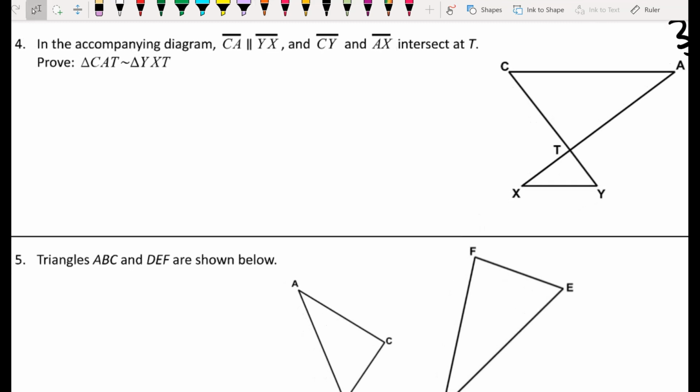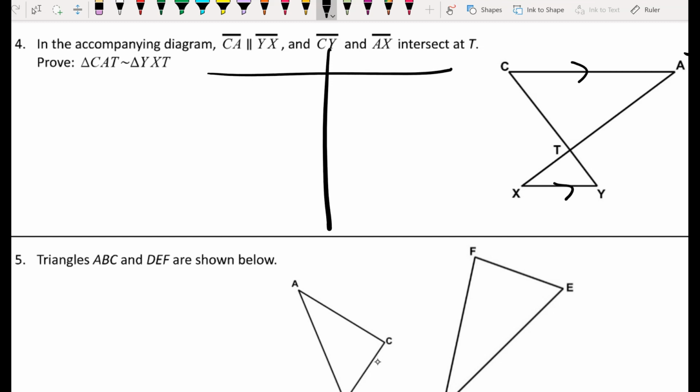For number 4, in the accompanying diagram, CA is parallel to XY, and CY and AX intersect at T. Prove triangle CAT is similar to triangle YXT.